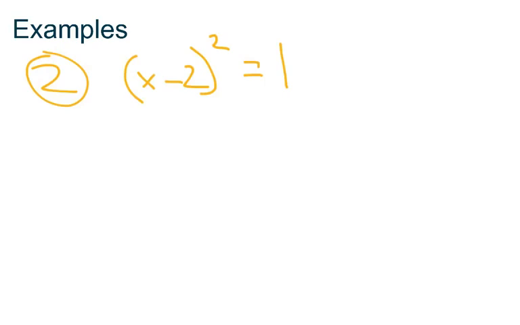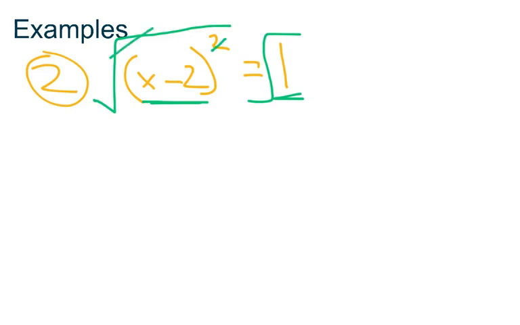Here's our second example. In this one, we have a binomial being squared. Now, we could factor it out or FOIL it out and solve it that way, or we could realize, wait a minute, this is being squared. I only have a number over there. I could take the square root of both sides, and the square root and the squaring are going to cancel each other.